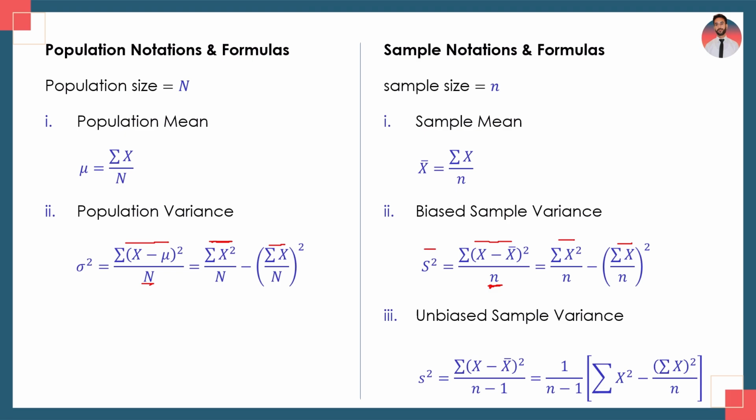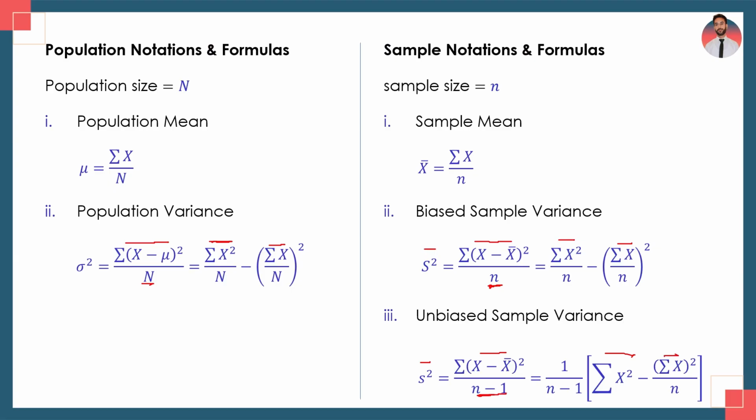And unbiased sample variance is denoted by small s square, and it is equal to summation x minus x bar whole square over n minus 1. In the denominator we divide by n minus 1, and its short form is 1 over n minus 1 bracket summation x square minus (summation x) whole square over n. So we have 2 types of variances.